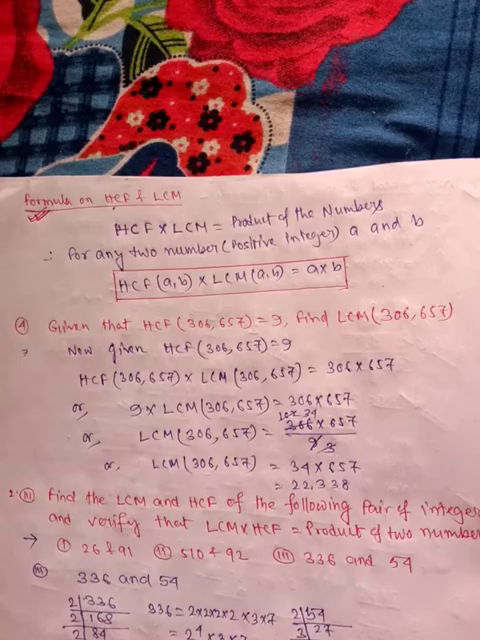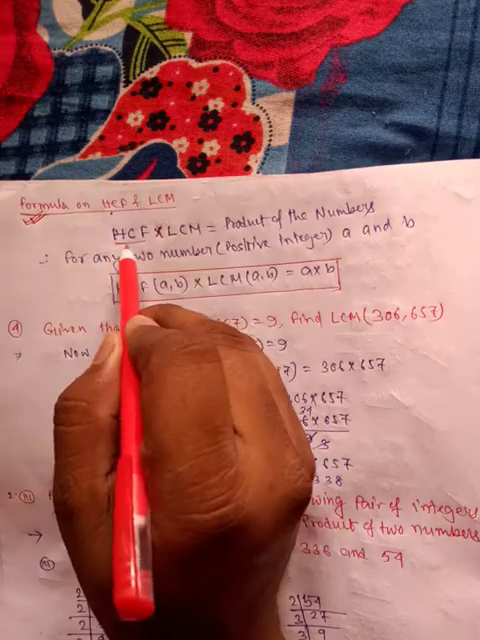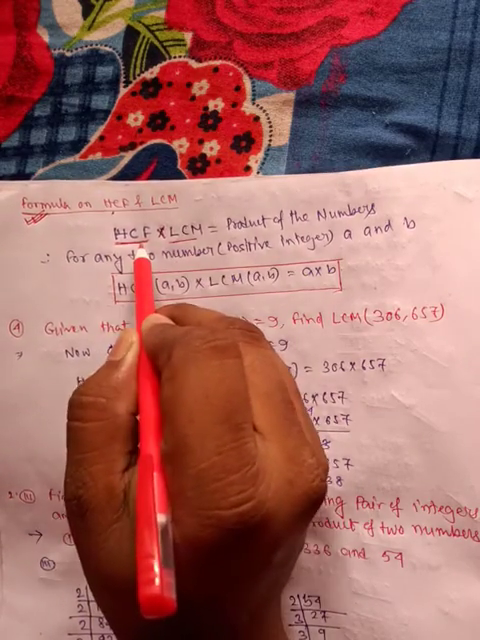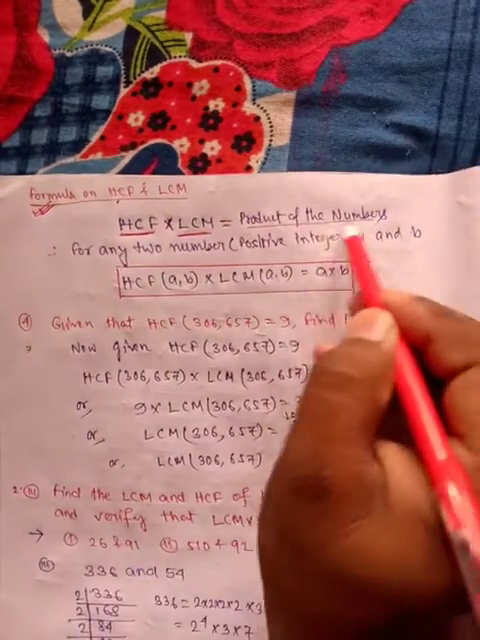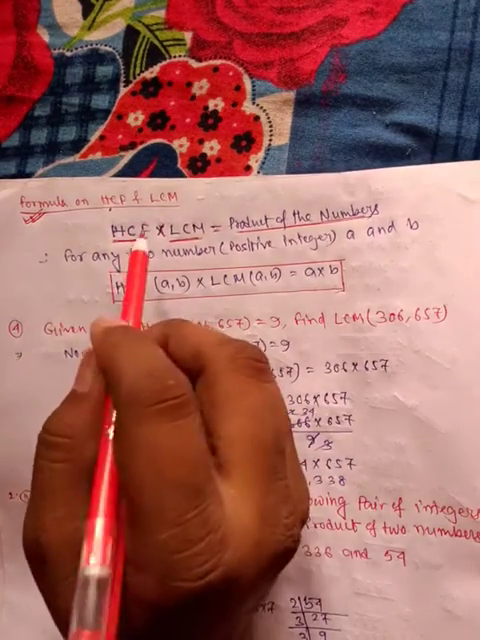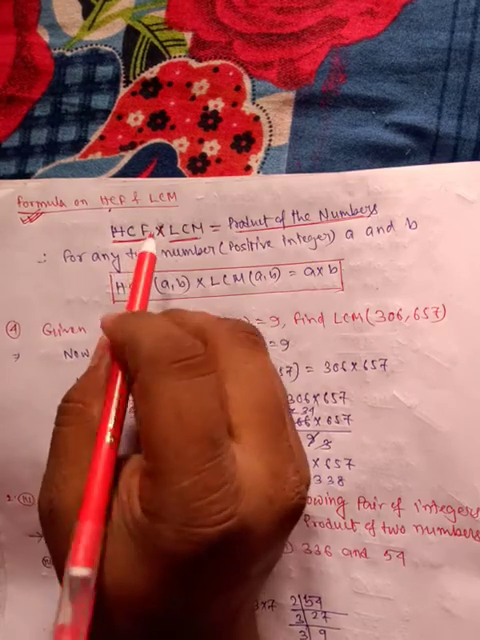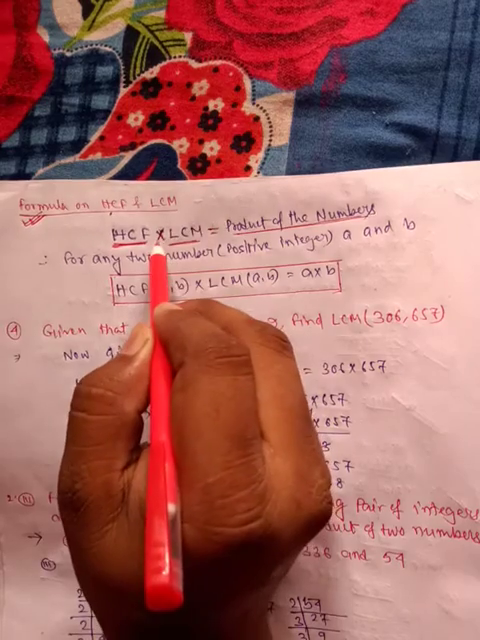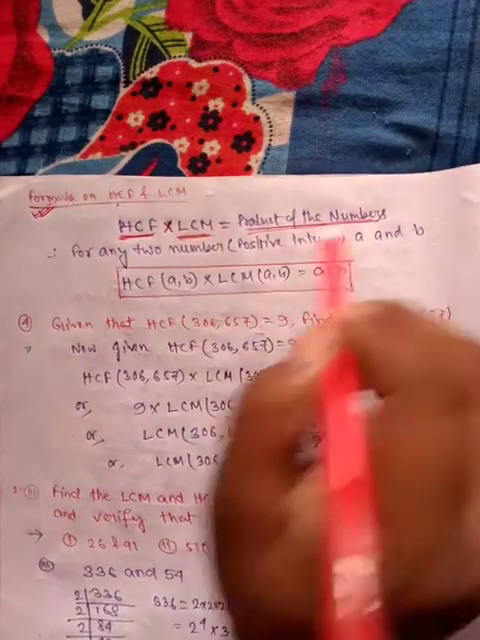The formula is: the multiplication of HCF and LCM of two numbers is equal to the product of the numbers. Remember this formula for solving the exercise. This is a very important formula, so remember it. The HCF and LCM of any two numbers multiplied give the product of those numbers.